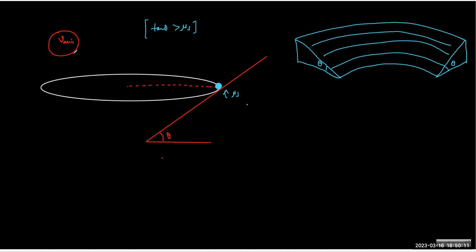Okay, can anyone explain to me why we need to have a velocity in order to prevent the slipping? How will velocity prevent the slipping? Any guess? So velocity will induce a centripetal acceleration towards the center of the circular path that it's moving on, which will then counteract the friction.